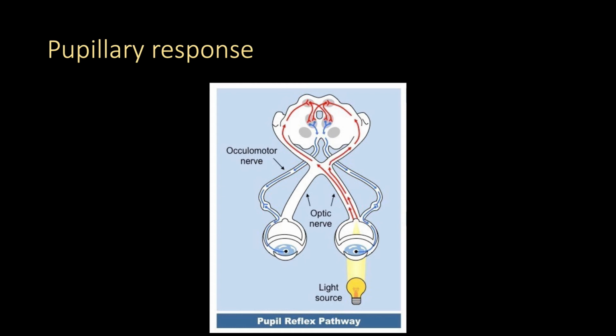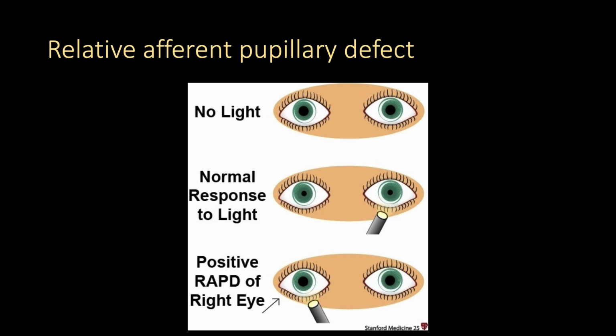When everything is functioning as it should, light shined in either eye is perceived by the retina, and that information is transmitted afferently via the optic nerve to both visual cortices. Then, efferent signaling down the oculomotor nerves sends signals back to the ciliary muscles of both eyes, and the pupils constrict. If there's a loss of light perception or disruption of the afferent processing of that signal, the patient will have a relative afferent pupillary defect, as this patient is suffering in their right eye.